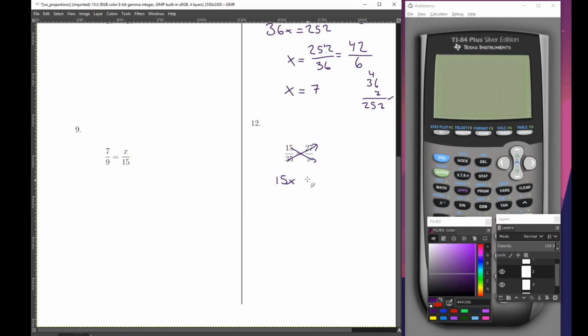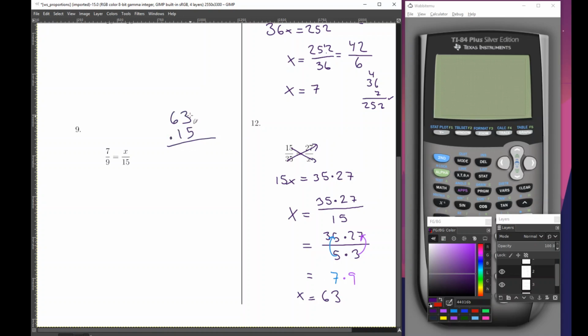15x is equal to, I'm going to leave this as 35 times 27 because I want to show you guys a trick. When we divide, we're going to get 35 times 27 divided by 15. I'm going to rewrite 15 as 5 times 3. How many times does 5 go into 35? How many times does 3 go into 27? What's 7 times 9? 63. 63 times 15 is 15, 31 plus 3, 6, 5, 4, 9, 945. 35 times 27, better be 945.